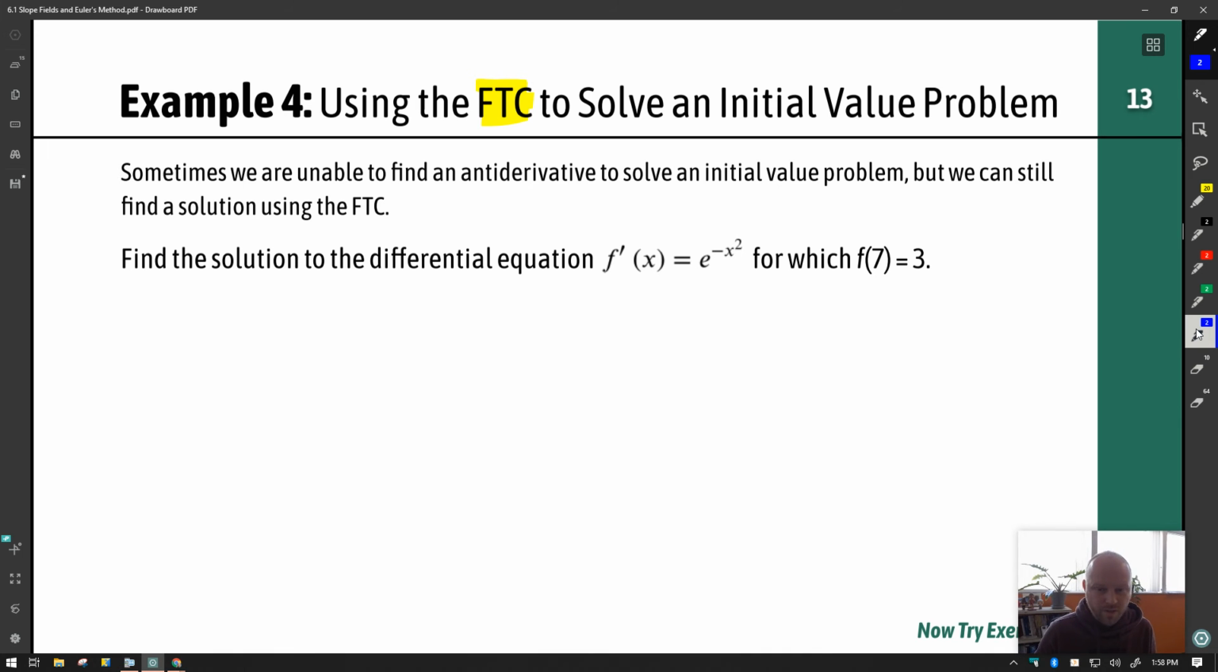Find a solution to the differential equation. This time it's written as a function. f prime of x is equal to e to the negative x squared, where now we have an initial condition f of 7 equals 3. And this is just another way of saying that y is 3 when x is 7. You probably recognize that already. f of x is equal to the x value, so 3. Okay, so we've got an initial condition. We've got a differential equation.